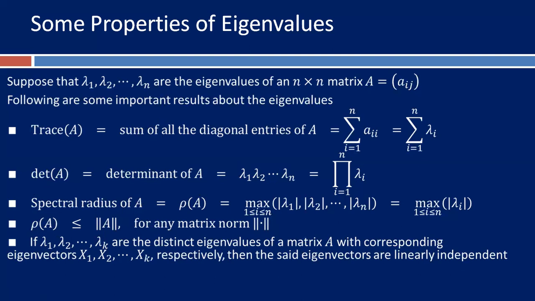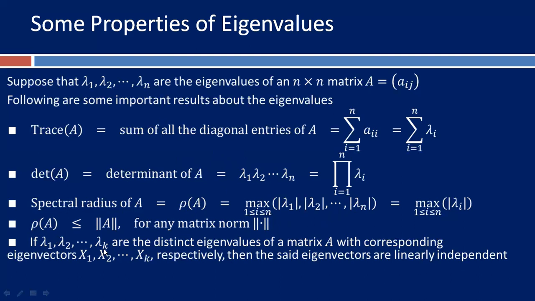Determinant of A: if you have a very large matrix and you have to find its determinant, it is a very difficult task, because it needs many calculations and takes time. So if you know the eigenvalues, you just multiply all these eigenvalues, and the result is the determinant of A. So the multiplication of all eigenvalues gives us the determinant of A without large calculations. The spectral radius of A, rho of A, is the maximum of all the absolute values of the eigenvalues of A. Rho of A is always less than or equal to the matrix norm of A.